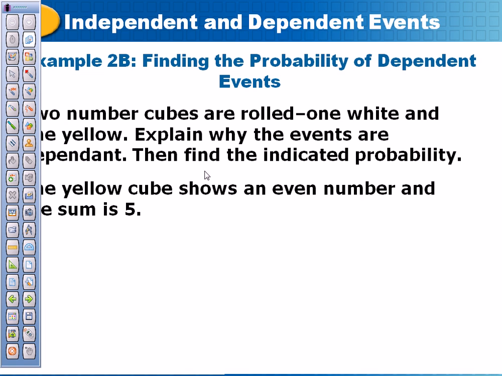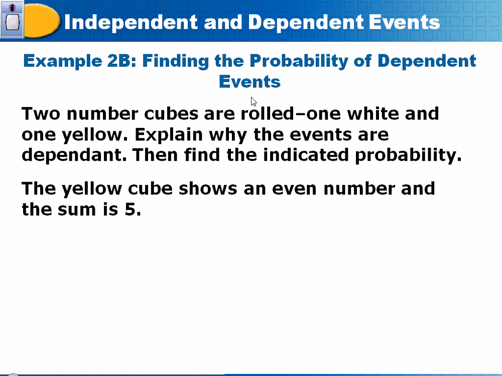Okay, this one. 2 number cubes are rolled. One is white, one is yellow. And they don't have to be different colors. We could have 2 white ones, but they want you to be able to differentiate. The yellow cube shows an even number, and the sum is 5. What is the probability that that happens?